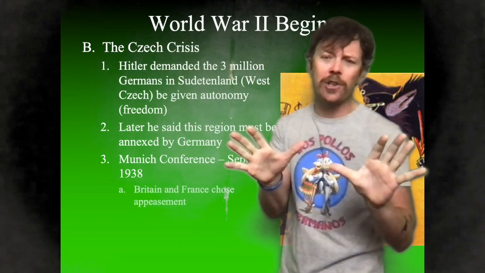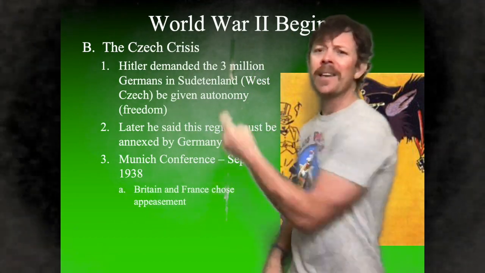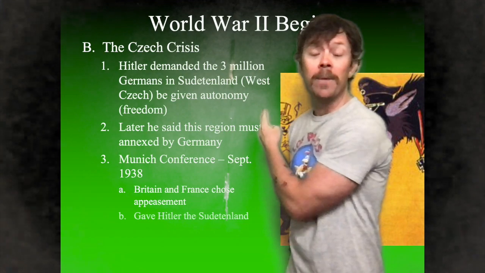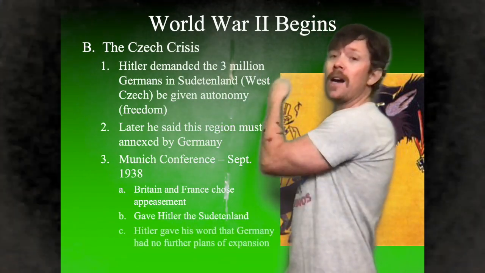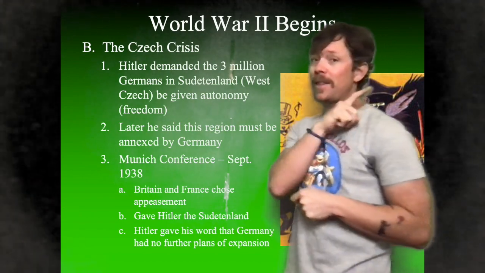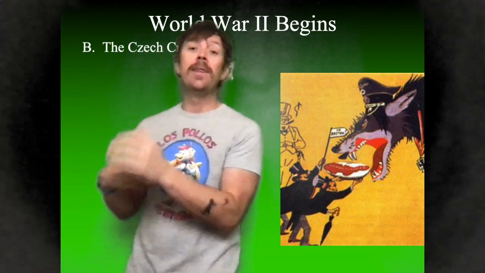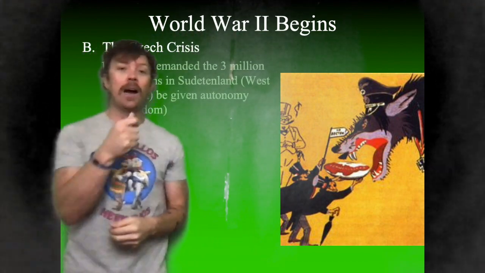Because keep in mind, Western democracies, our true enemy is the communists in the Soviet Union. That's what Hitler kept telling everybody, that their number one enemy was the communists. And keep in mind that the Western democracies also hated communism, so they had no problem with Hitler taking out the communists. This leads to this policy of appeasement.